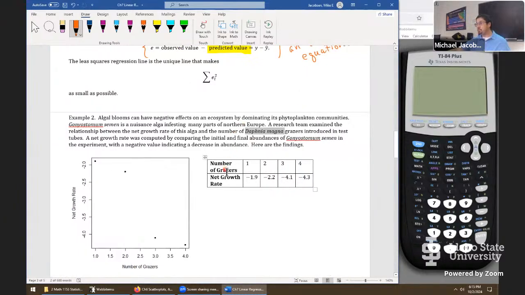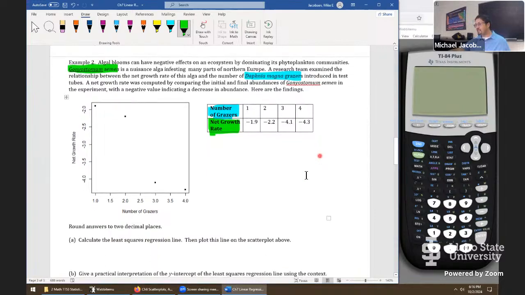So they place them in a test tube. When it says number of grazers, they're referring to that thing there. Let's start color coding this up. The first row is the explanatory variable, which is the grazers. The second row is the response variable, the growth rate of that algae. So it's not that algae specifically, but how its rate of growth is being affected. It's all negative to indicate it's being slowed down. So we've got the findings, and it says for part A, calculate the least squares regression line. Then plot this line on the scatter plot above.